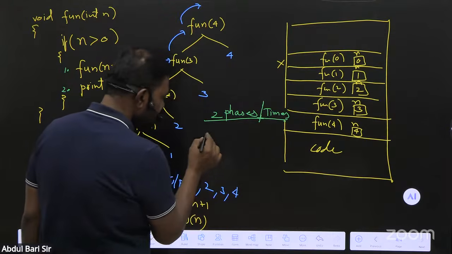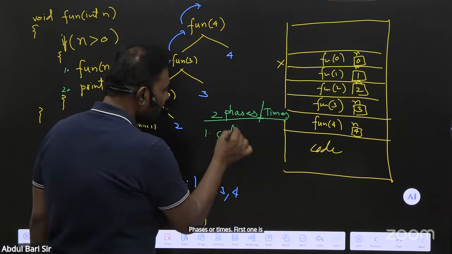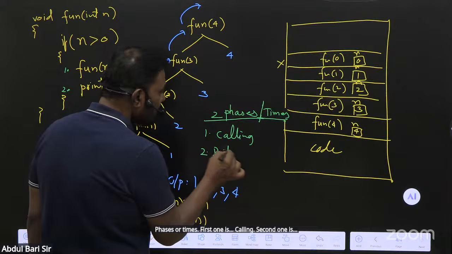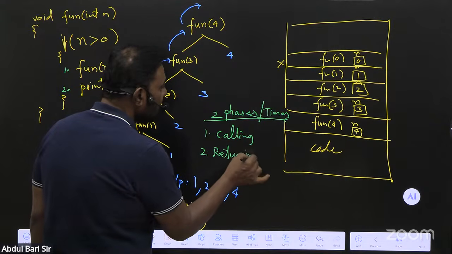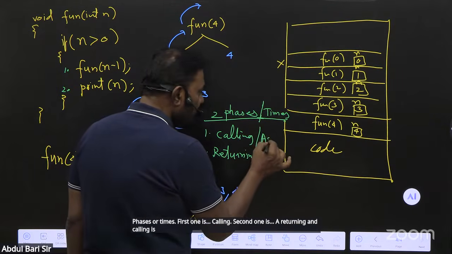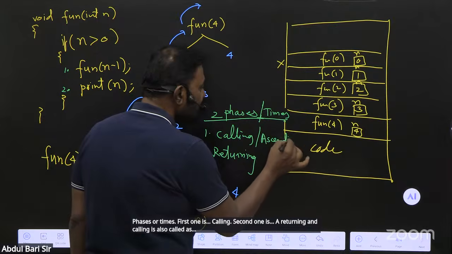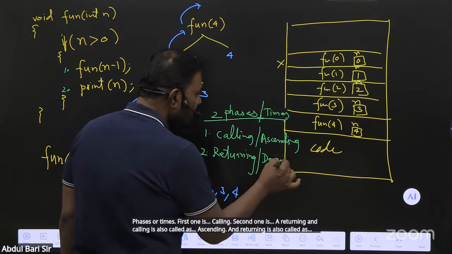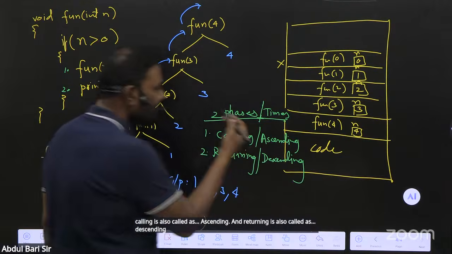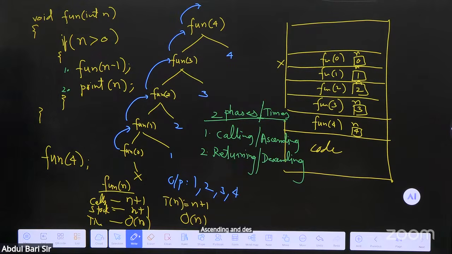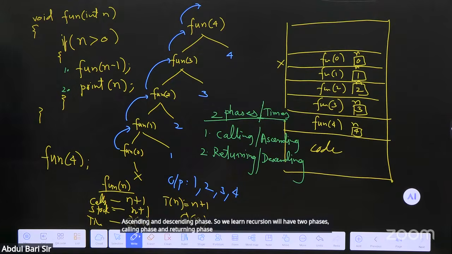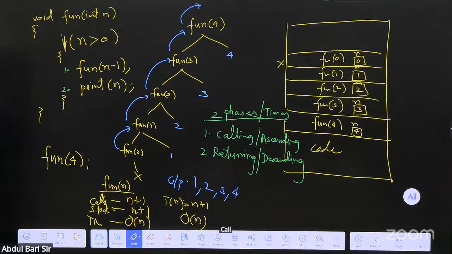Phases or times. First one is calling. Second one is returning. And calling is also called ascending, and returning is also called descending phase. Ascending and descending phase. So we learn recursion will have two phases, calling phase and returning phase.